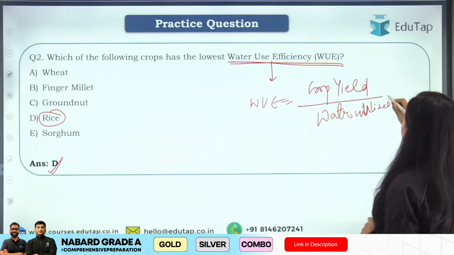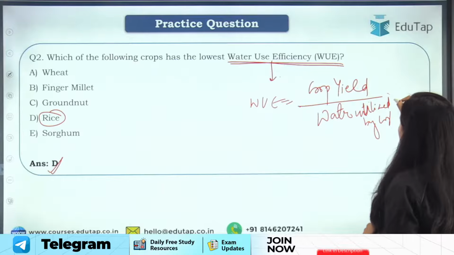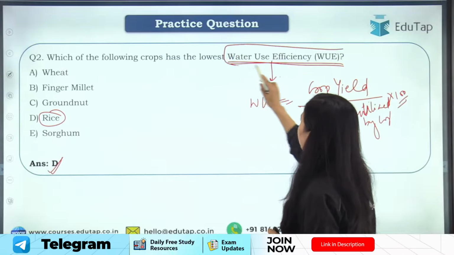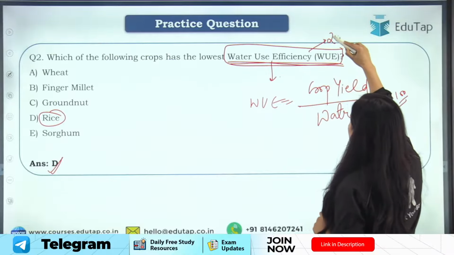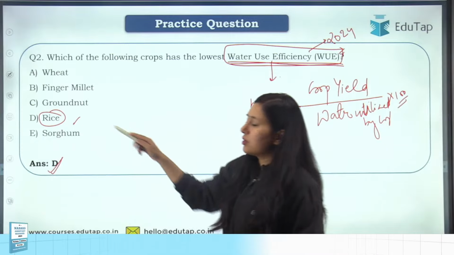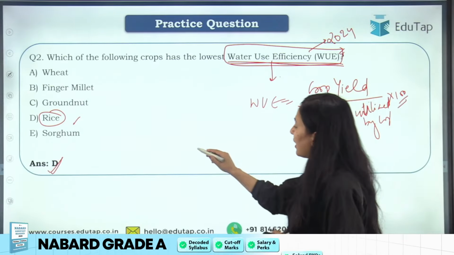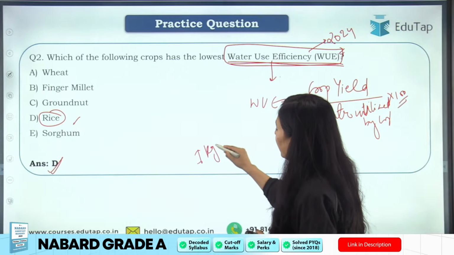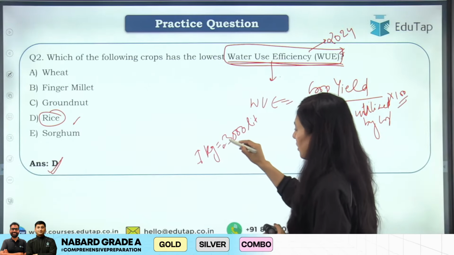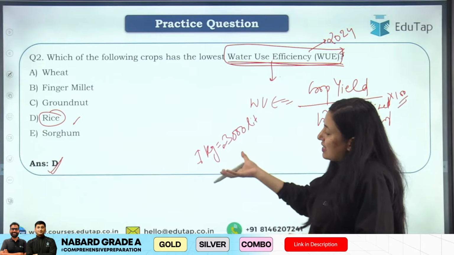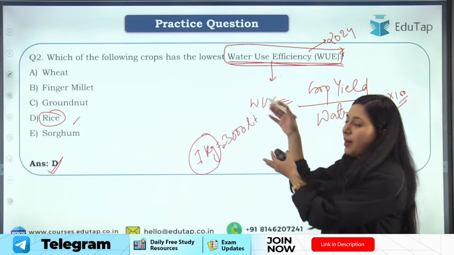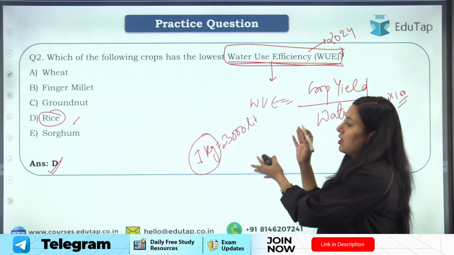Okay, so that gives us water use efficiency. Now water use efficiency is important. One question was asked to you in 2024 regarding the definition of water use efficiency. Students, the lowest water use efficiency is of rice. Why? Because, as I have told you, for growing 1 kg rice we need approximately 3000 liters of water. So what does it mean? Rice has low water use efficiency; we need more water for a small amount of yield, right? We need more water for 1 kg of rice.